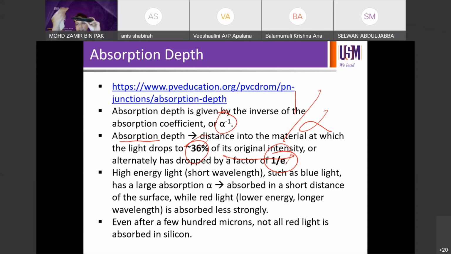Okay, maknanya as it goes into the material, photons will be absorbed, so that you're going to lose your intensity, right? Because the photons is absorbed. So sampai mana dia travel until the original intensity is only left with 36% if you compare to 100% on the surface. So that is absorption depth.